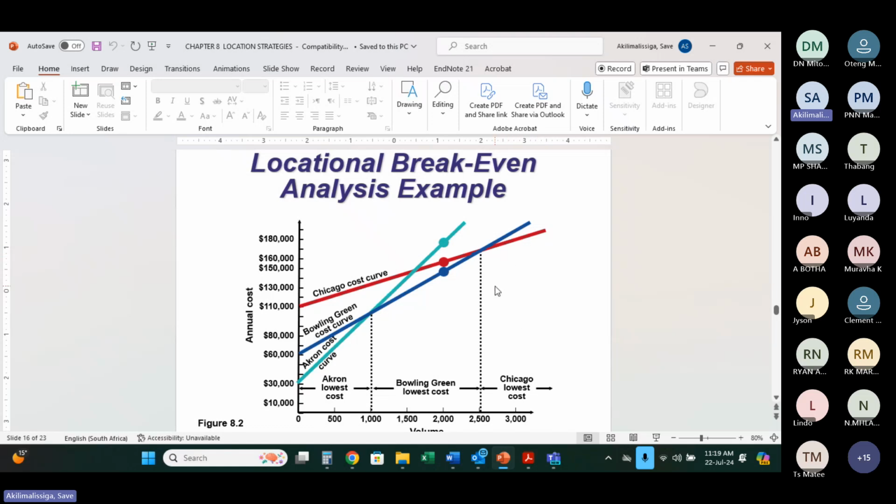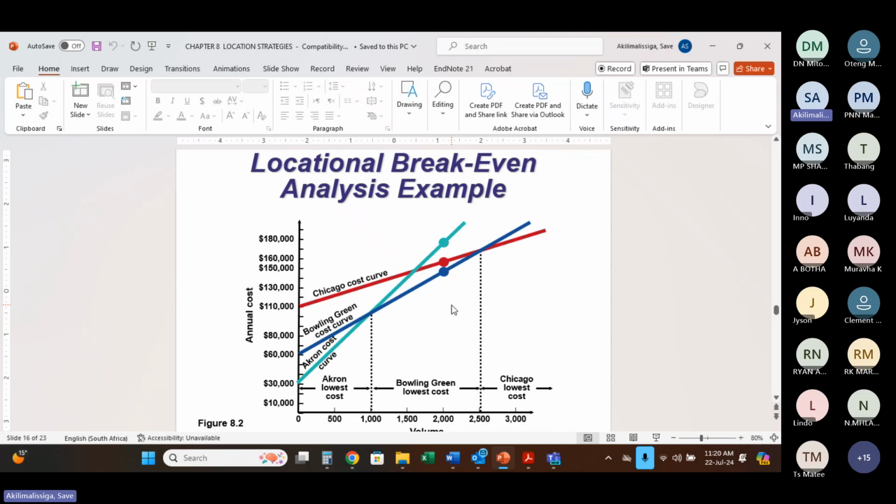All right. So that's how you interpret the graph, because the idea is to find the location or the range that has the lowest cost. You cannot just come to a conclusion and say Bowling Green has the lowest cost without specifying the range. It doesn't make sense, right? So you must have the range or the intervals in which a specific location is optimal compared to other locations. So that's how you analyze this.